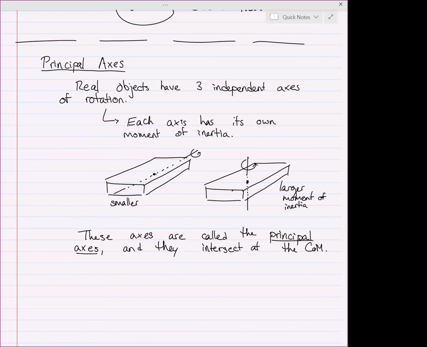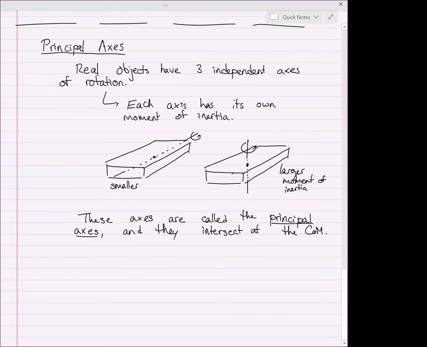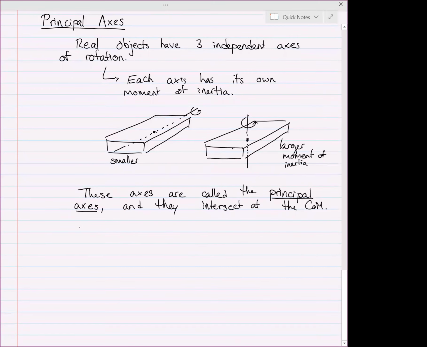I mean, it's possible that some of them are the same, like imagine a sphere, for example. It will also have three principal axes, but because it's completely symmetric, all of the mass is the same distance from any axis that you choose that passes through the center of mass. So the moments of inertia of all three principal axes would be the same. I think it's 2/5 mr squared, but don't test me on that.